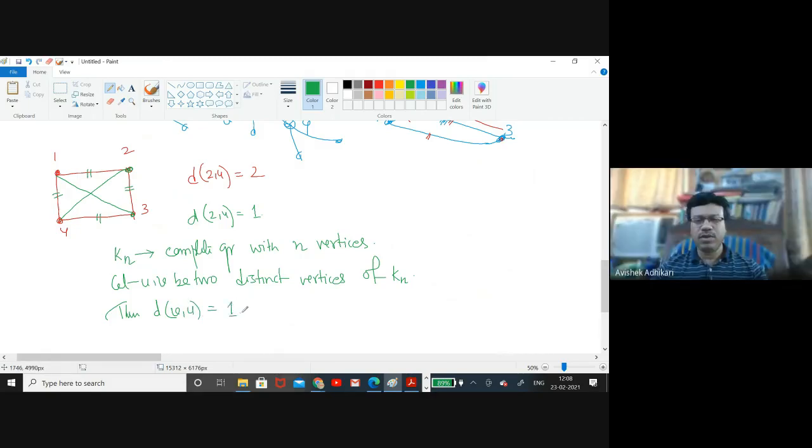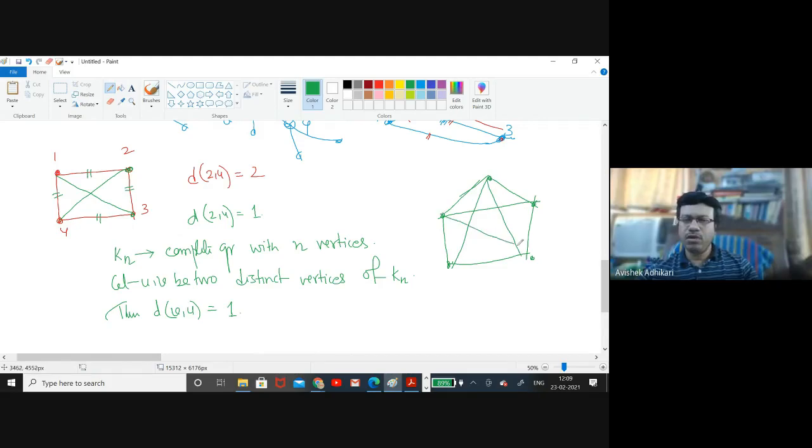Yes, it's always 1, because in a complete graph every vertex is connected with every other vertex through an edge. What does it mean? Suppose it's a pentagon with 5 vertices, then the complete graph looks like this. All the vertices are connected with all other vertices. Take any two vertices, say u and v, then you can always find an edge between these two vertices. That means the distance is always 1. So in a complete graph, the distance between any two vertices is always 1.